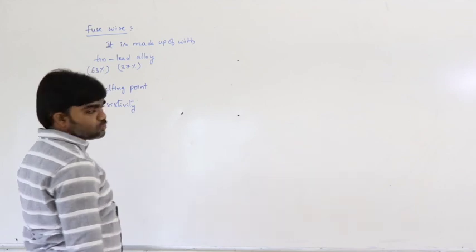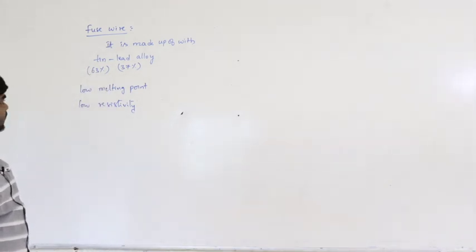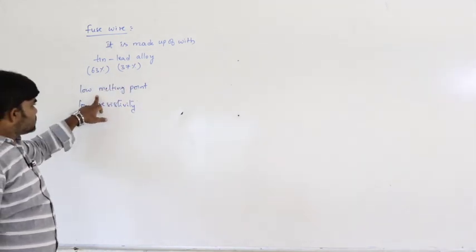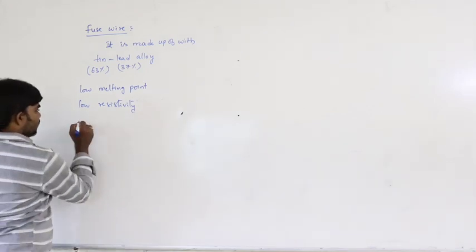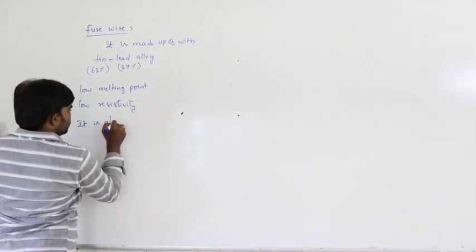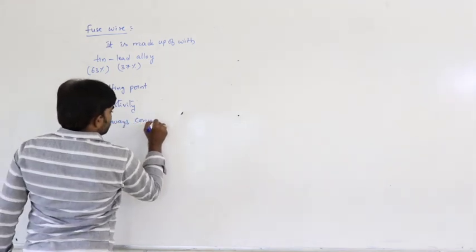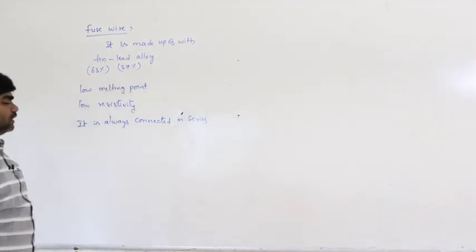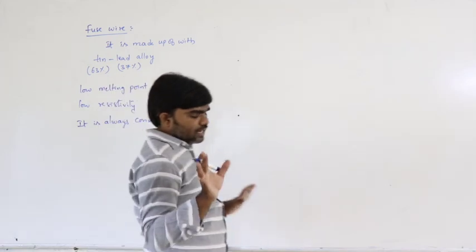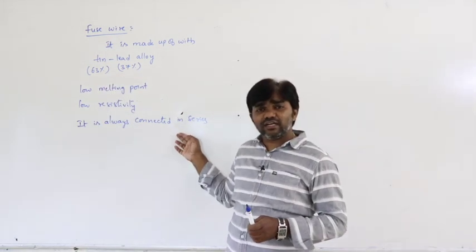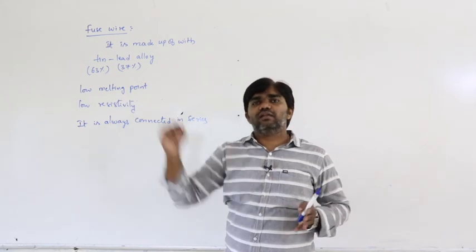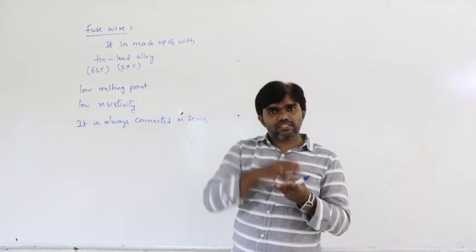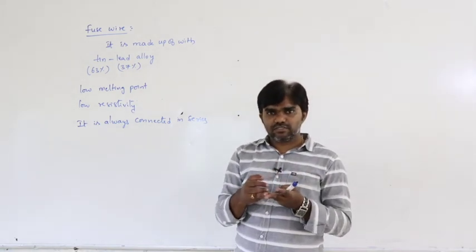So that is about fuse wire. It is made up of a tin-lead alloy, 63% tin and 37% lead, with a low melting point and low resistivity. One more thing: it is always connected in series to the household appliances. If it were connected in parallel, extra current may pass another way and damage them. Parallel combination means current divides.